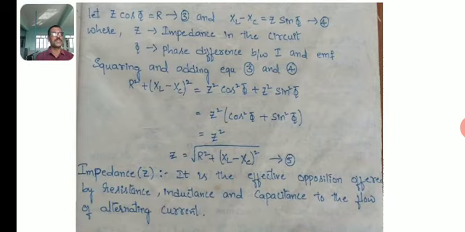So we call this the expression for impedance in the case of an LCR series circuit. Impedance is the effective opposition offered by the resistance, inductance and capacitance to the flow of alternating current.